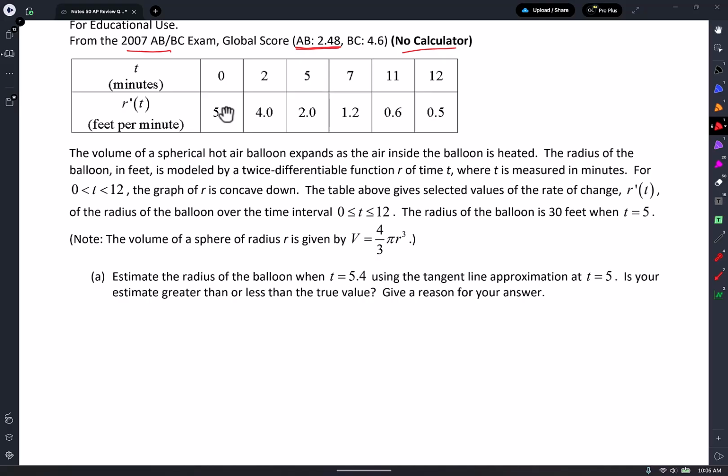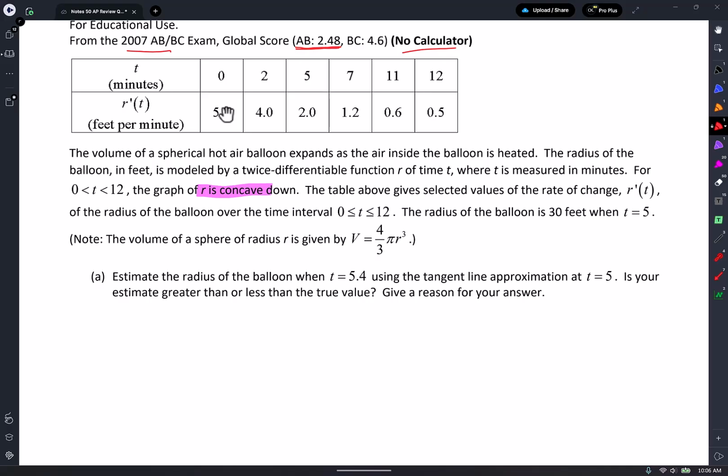The volume of a spherical hot air balloon expands as the air inside the balloon is heated. Okay, that makes sense. The radius of the balloon in feet is modeled by a twice differentiable function r of time t, where t is measured in minutes. Between 0 and 12, the graph of r is concave down. That's probably going to be important somewhere down the line. The table gives selected values of the rate of change, r prime, of the radius of the balloon over the time interval between 0 and 12.